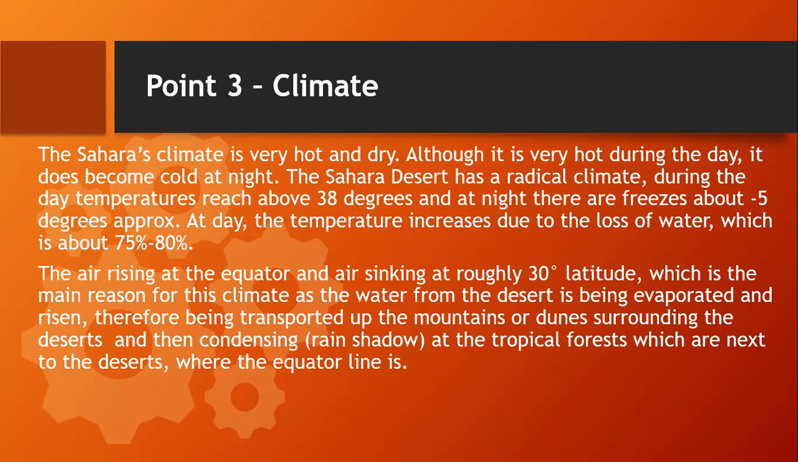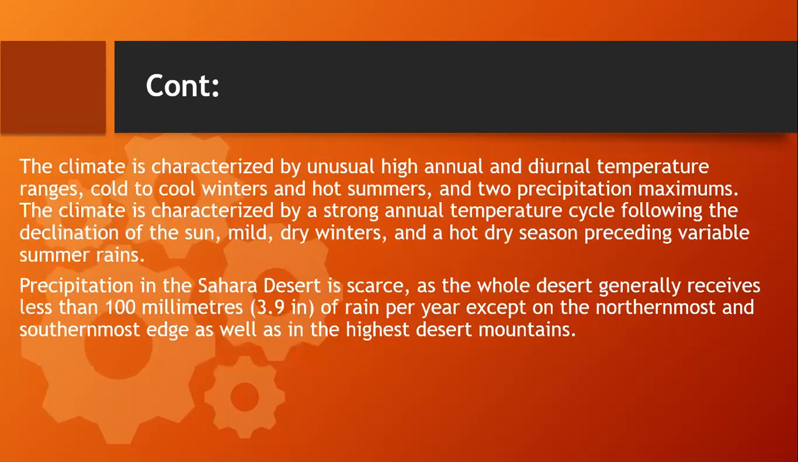Till now, we have explained 3 points up to the climate. Now, let's look into point four. The climate is characterized by unusually high annual and diurnal temperature ranges, cool winters and hot summers, and two precipitation maximums.